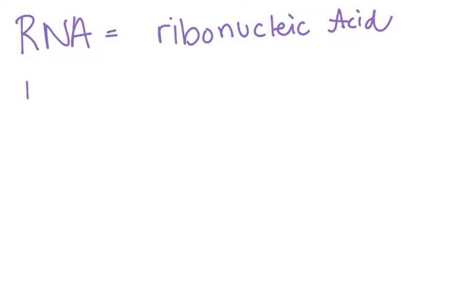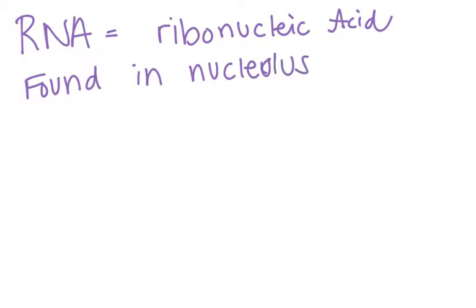First of all, RNA is found in the nucleolus. So it's not actually in the nucleus itself, it's in the nucleolus. So remember, here's your nucleus and then here's your nucleolus. So this is where RNA is found. That's one thing that a lot of people don't remember.